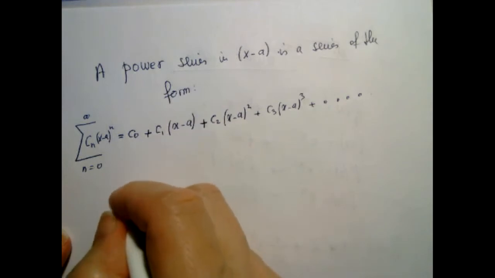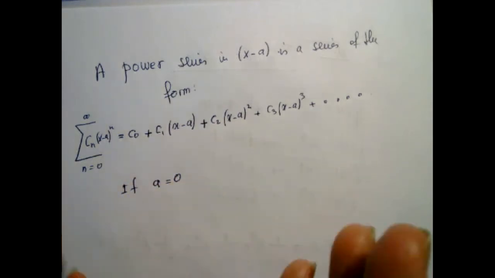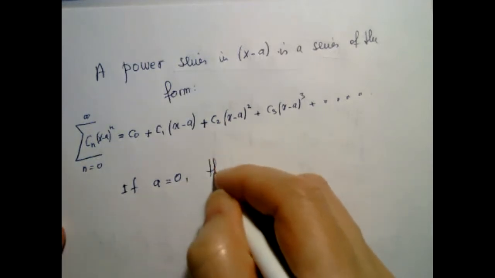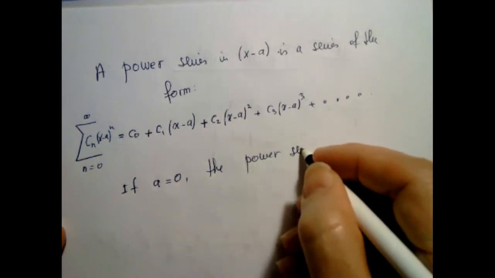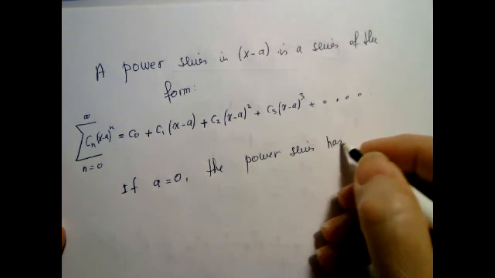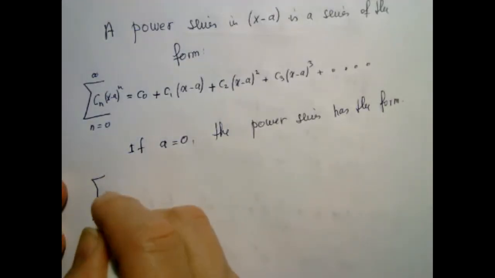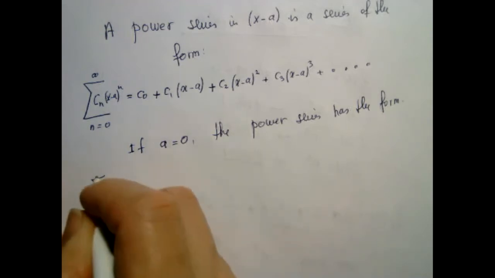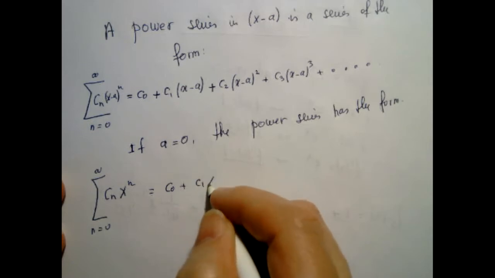Now, if I take a equal to 0, so when I take a Taylor polynomial where the center is at 0, the power series, because those come up a lot actually, has the following form: sigma c sub n x to the n, n equal 0 to infinity. So a power series in x will have this form.